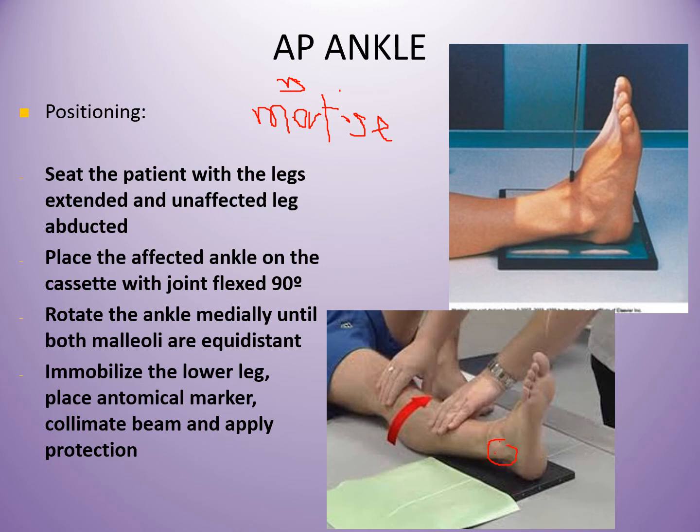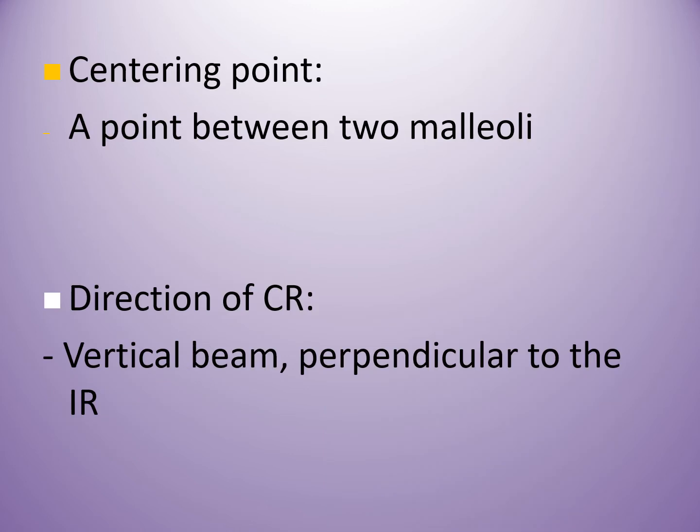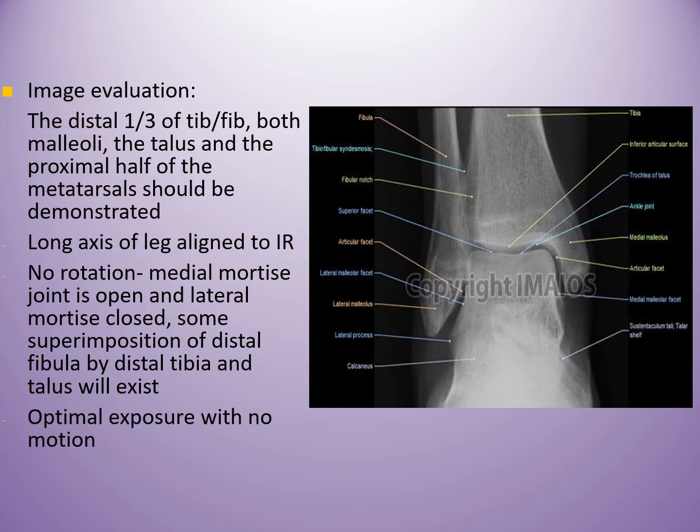Immobilize the lower leg, place the anatomical marker, collimate the beam as well as apply the protection. The ankle should be positioned so that you make sure both malleoli are equidistant to the image receptor. Centering point is midway between the two malleoli, directed using a vertical beam perpendicular to the image receptor.